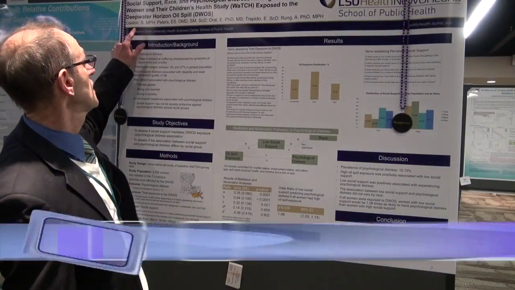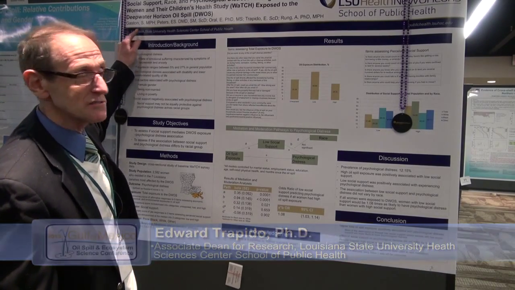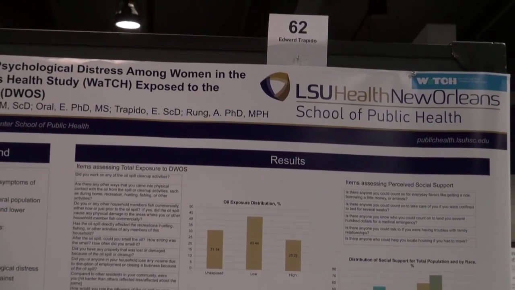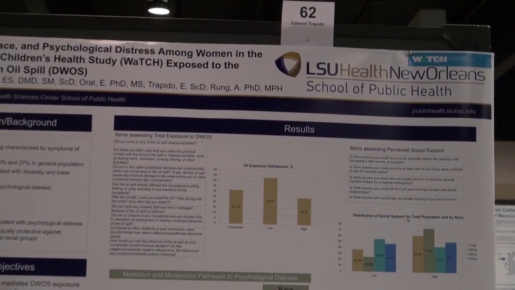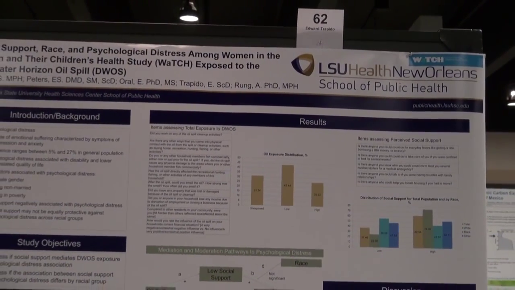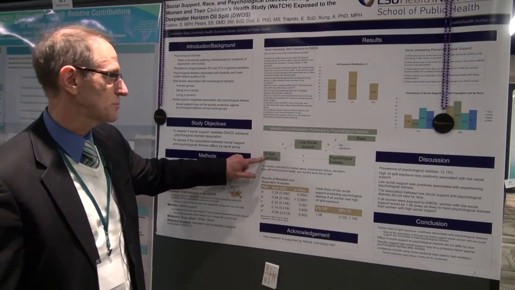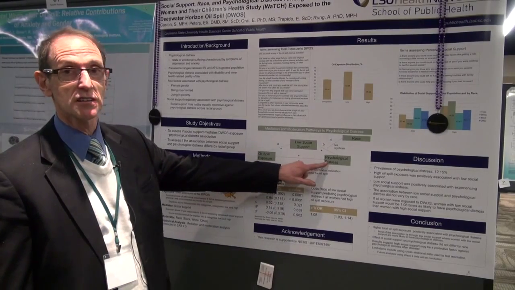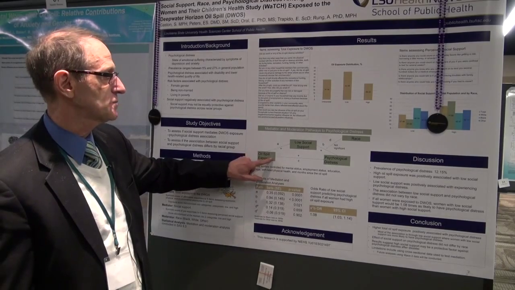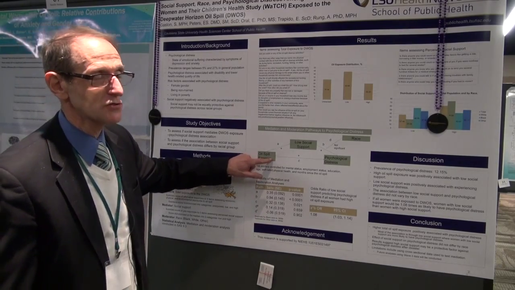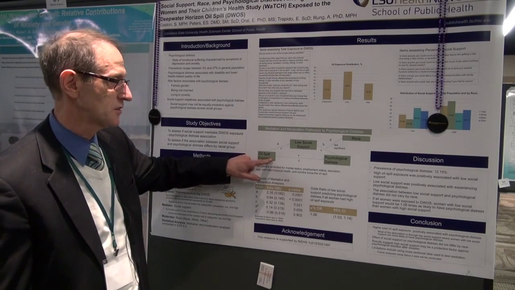Let me first begin by saying that these are actually posters of my PhD students. And so we have a cohort of about 2,600 women who lived in the 7 southeast parishes of Louisiana that were most affected by the oil. And what we were interested in this particular poster was the relationship between oil spill exposure and psychological distress. And we characterized oil spill exposure by both actual exposure and economic exposure, so physical and economic exposure.